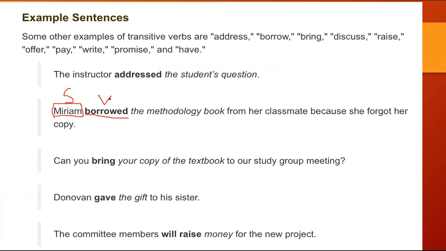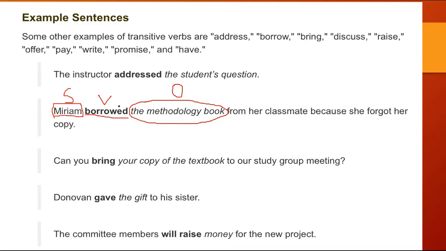And the methodology book from her classmate because she copied is the object. No, just the methodology book. Why? Because what question do you make to know that it is the methodology book? Because she was telling what Miriam borrowed. So the answer is the methodology book. This is the object, exactly.